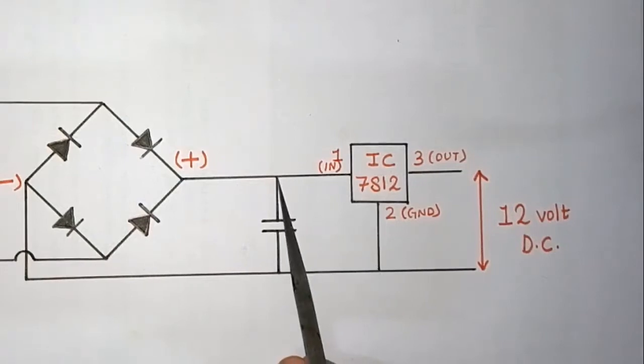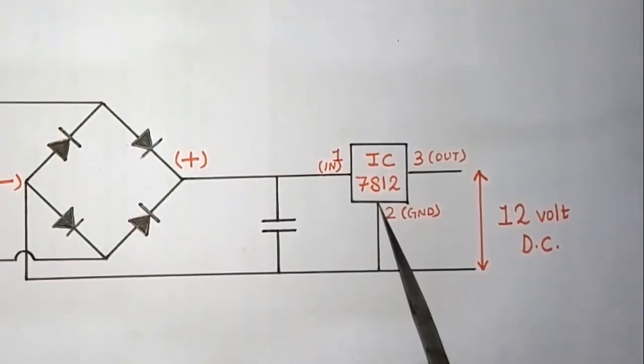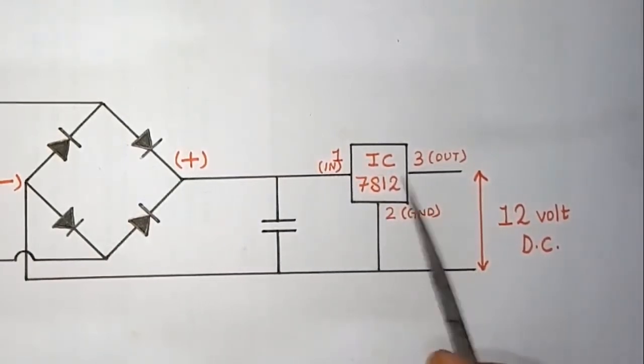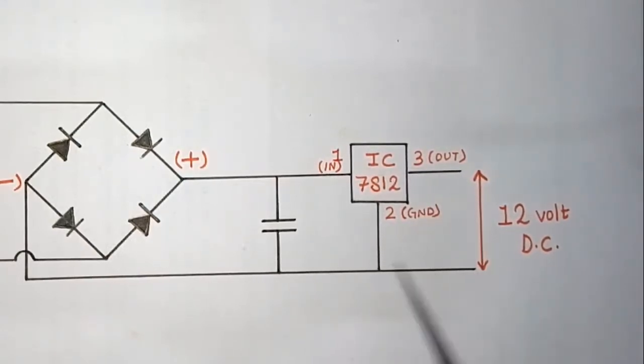This is the first pin of the IC. Ground pin means second. Third is the pin from which we are getting the output. Here is the 12 volt DC output we are getting from this voltage regulator.